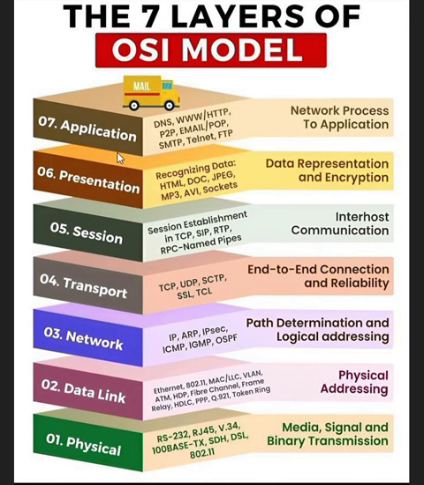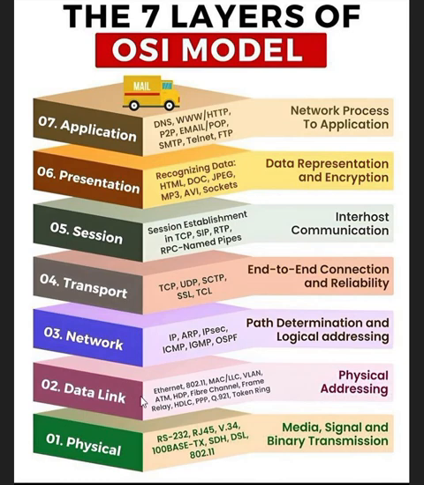Now, let's walk through each layer from the bottom to the top, the same way data actually moves. Layer 1 is the physical layer. This is where raw data becomes electrical signals, light, or radio waves: cables, Wi-Fi signals, network interfaces. This is all physical layer. If the cable is unplugged or the signal is weak, communication stops here.